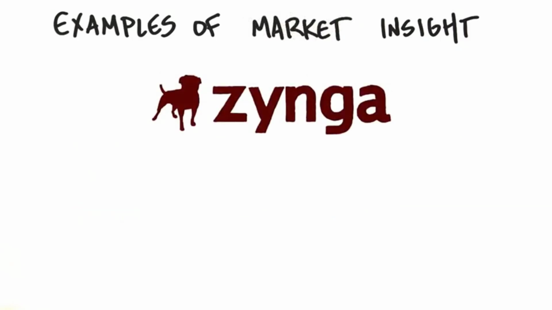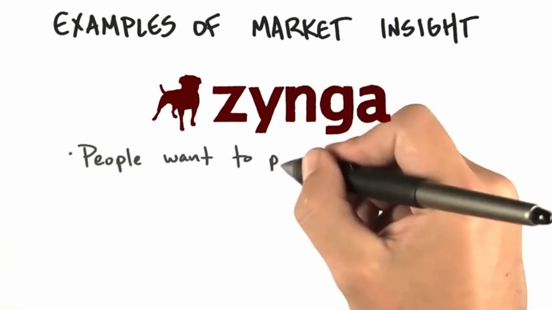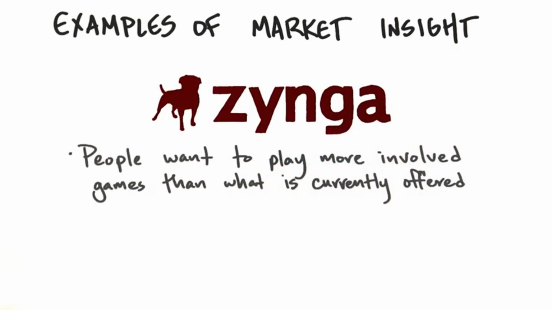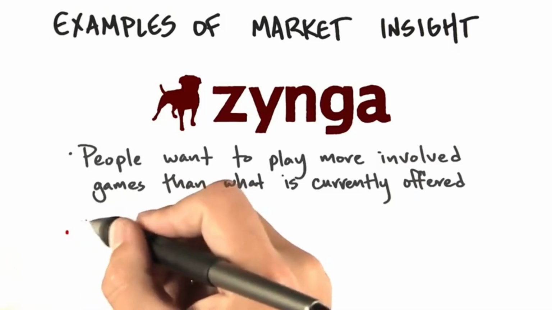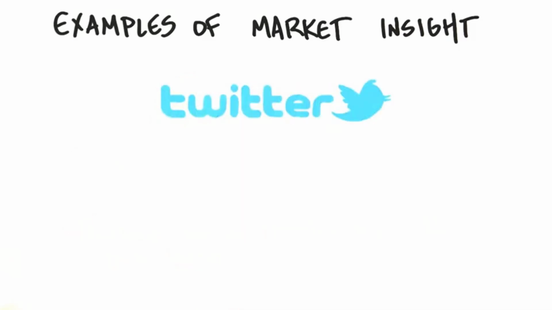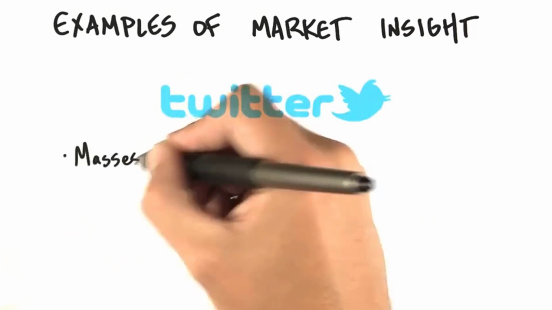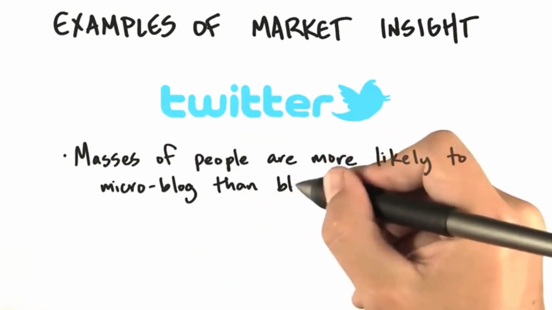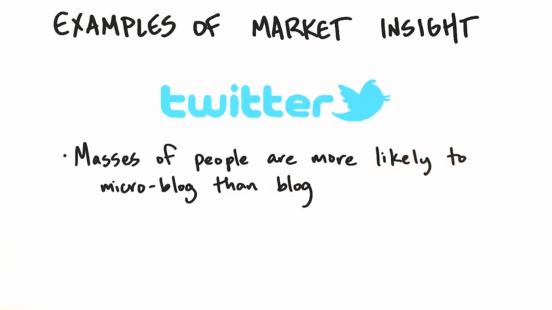Zynga was one of the first companies to realize that people wanted to play games online that were more involved than were currently offered. They not only wanted to play solitaire, but they actually wanted to play games that involved interaction with other people. And their big insight was Facebook as the distribution channel for those games. Twitter, another example of market insight. Masses of people are more likely to write 140 characters than 1,000 words. Everybody was skeptical, but it turns out it plugged into something that was both a market and a human nature insight. It solved a need.